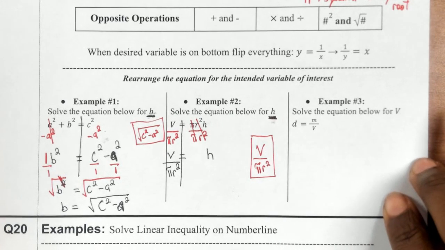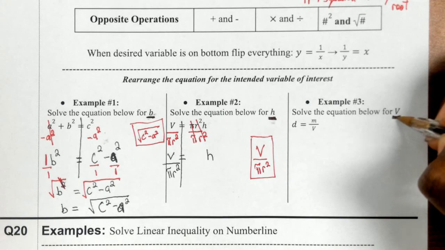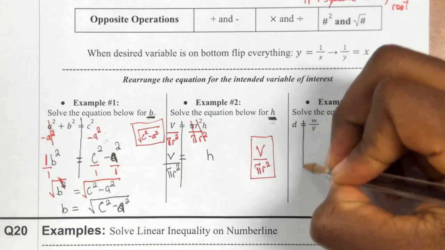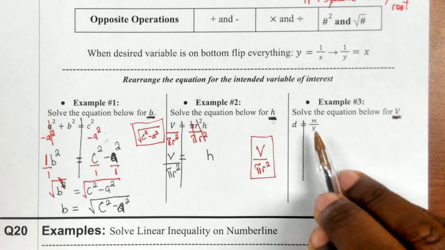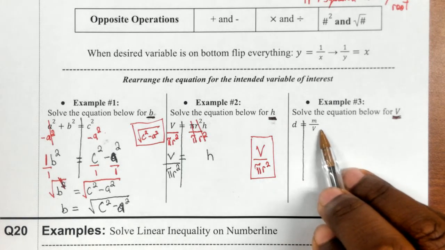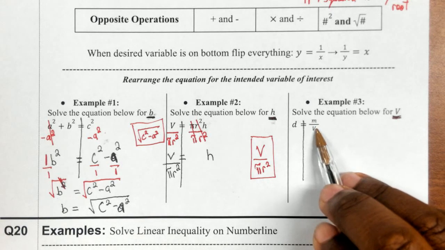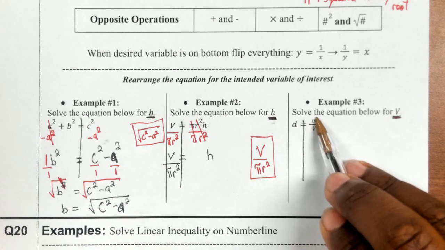Again, it says to solve the equation below, but this time we're solving for v. So for me to solve for v, first I need to locate v. If I look at my equation, where is v? On the left side or on the right side? It's on the right side. However, my problem with that is that v is at the bottom. I need to have v at the top.